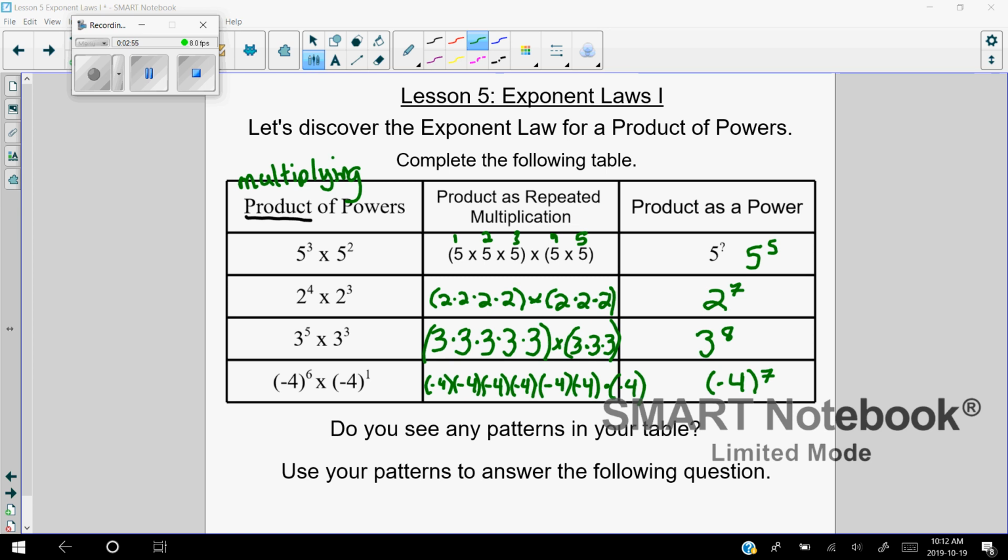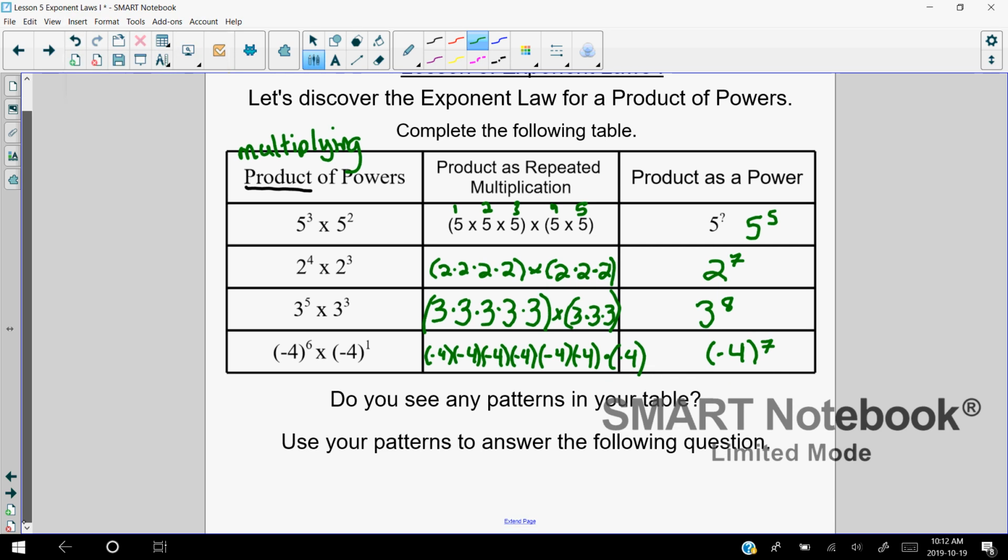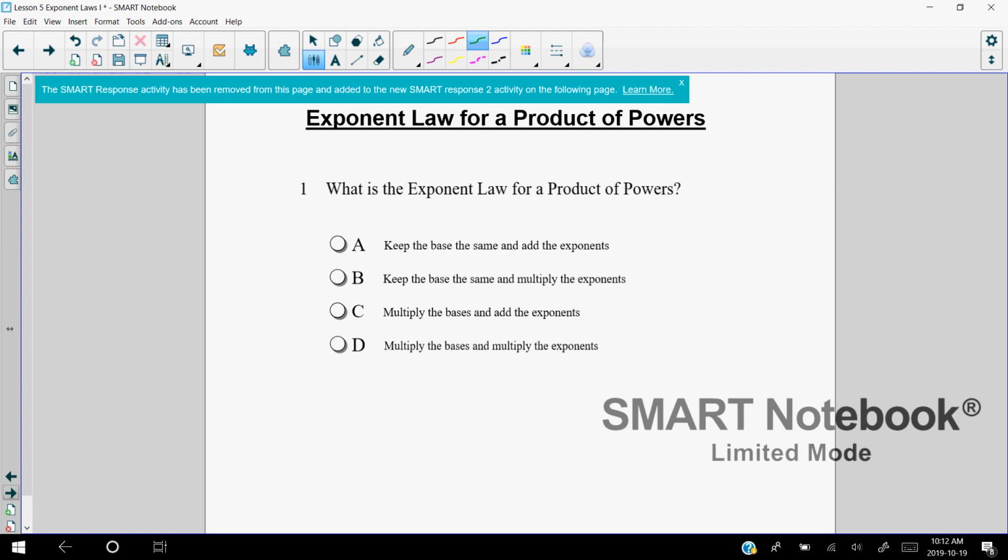Okay, so there's the table completed. So now you have to see if there are any patterns in the table. And then it says use your patterns to answer the following question. So keep this table in mind as we look at the next question. It says what is the exponent law for product of powers? And remember, product means multiplying.